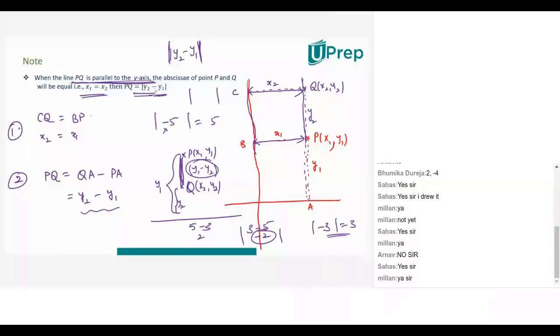Write down that statement, draw the diagram and finish it. Milan, done? Do it. Bhumika? Yes, sir. Completed.